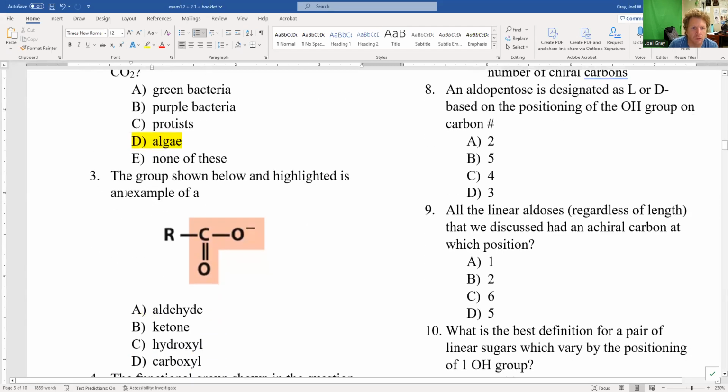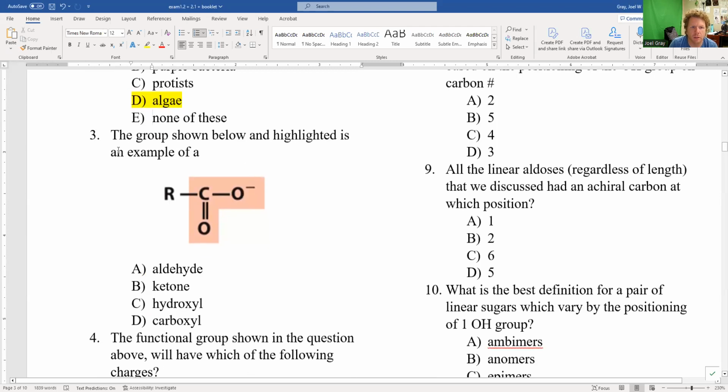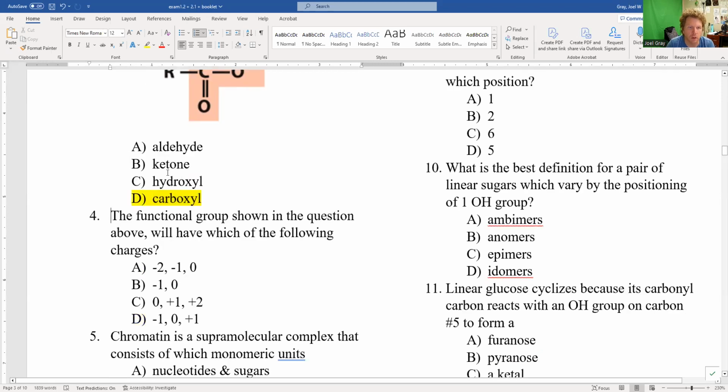The next question: the group shown below and highlighted is an example of, we've got a carbon double bonded to an oxygen and to a single bonded oxygen with a negative charge. This is a carboxyl group, a carboxylate ion, specifically, that's shown there.